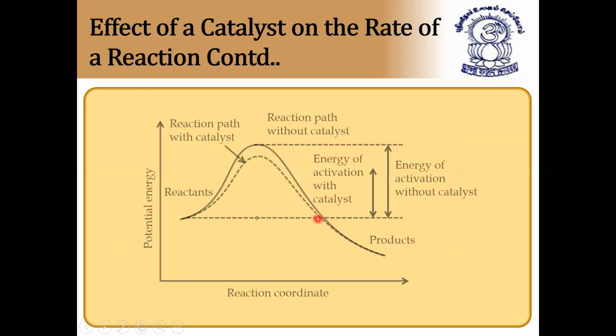Let us see the diagram. If you see, without catalyst, the energy of activation is here. You can see here, the reactants are changing to products. With the use of catalyst, what happens? The energy of activation decreases. So the energy of activation with the catalyst is this much, and the energy of activation without the catalyst is this much. In which case is it bigger? In the first case it is bigger, without catalyst, and in the second case it is smaller, with the catalyst.